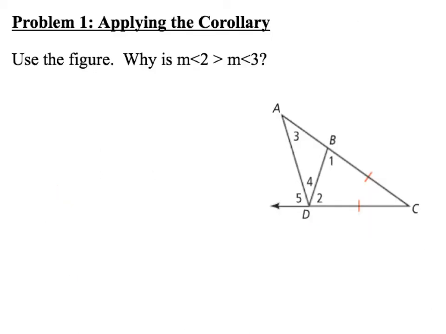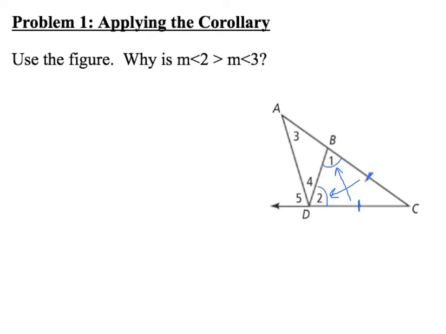So in this figure, why is the measure of angle 2 greater than the measure of angle 3? Well, first I have to look at this picture. I've noticed I have two tick marks right here. Two tick marks mean they have equal sides. If they have equal sides, then I look at my opposite angles. This is going to be congruent to this, so I'm going to put the same symbol on both.